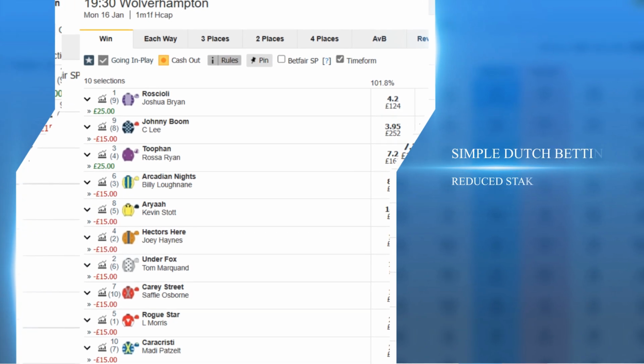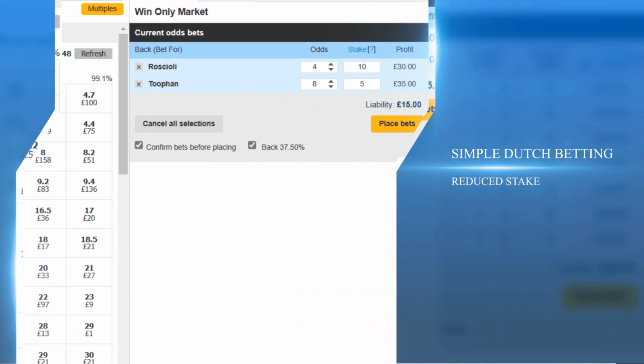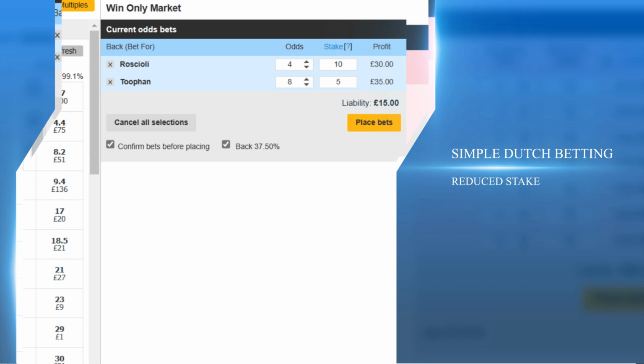Then you have reduced stakes Dutching. So £10 on horse X with odds of decimal 4, winnings equal £40, and £5 on horse Y with odds of decimal 8, winnings £40. Total stake is £10 and £5, equaling £15. Either horse wins, it's £25 profit. That's the £40 returned minus our £15 stake.